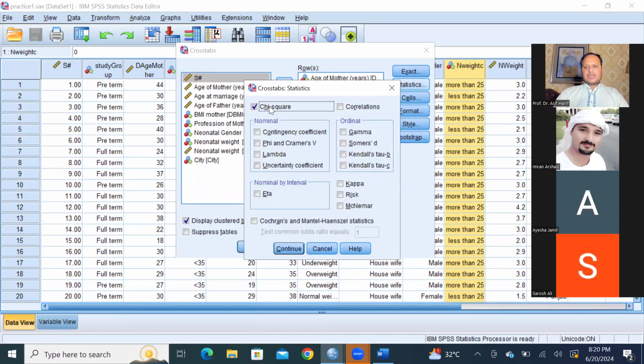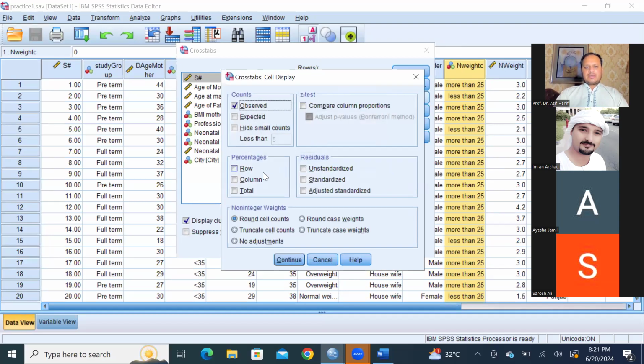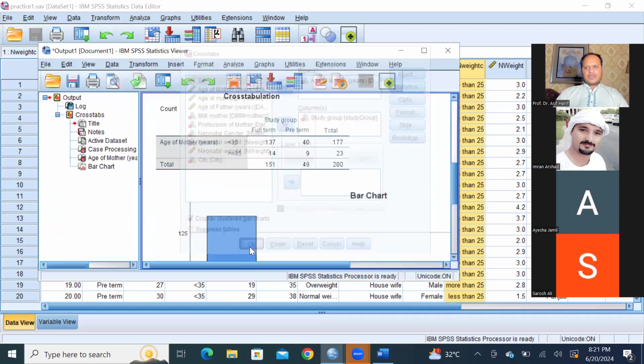You can see there are various tests available, like you can apply correlation, but this correlation is not Pearson correlation, like quantitative versus quantitative. This is not that correlation. Contingency coefficient. There are certain tests available. I do not want to dive into these tests. Let's learn about the chi-square test first. Press continue. You just press on cells, press on columns, continue. Okay.